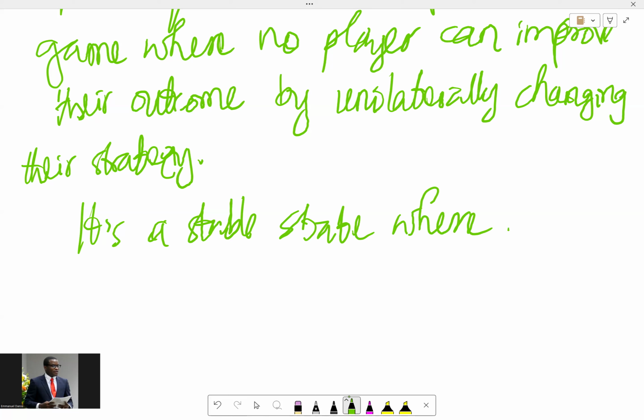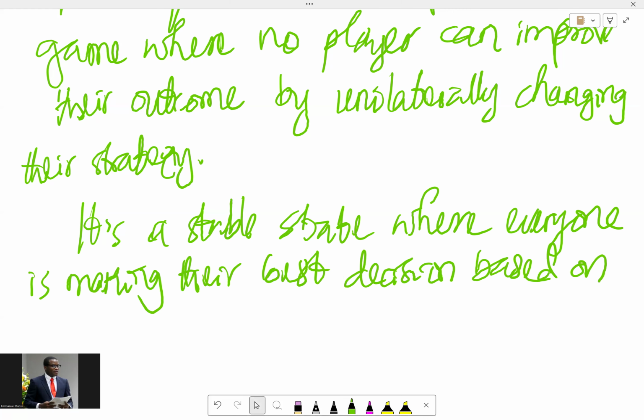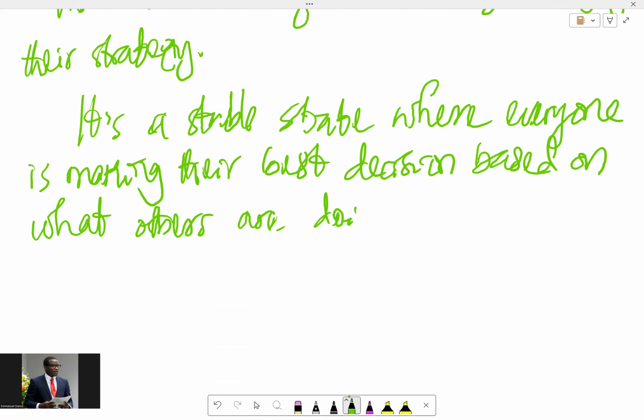where everyone is making their best decision based on what others are doing. So in the case of the prisoner's dilemma, we saw that the best decision both players can make is to both defect. That is where they get the best payoff.